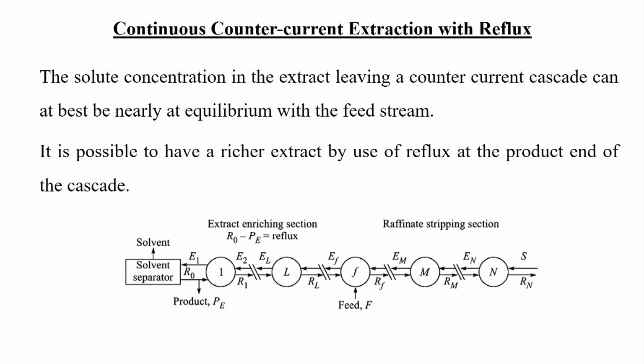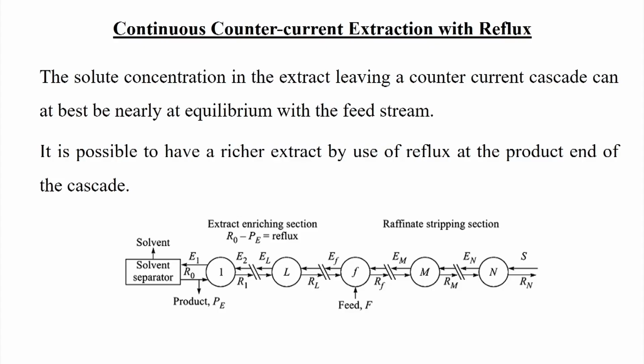Now we have another system, that is continuous counter current extraction with reflux. The solute concentration in the extract leaving a counter current cascade can at best be nearly at equilibrium with the feed stream. So, it is possible to have a richer extract by the use of reflux at the product end of the cascade. This system is similar to that of the distillation unit.